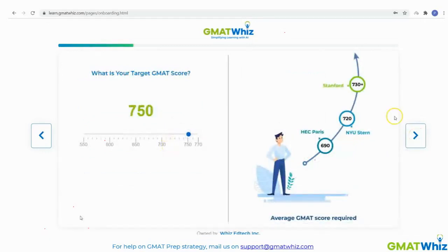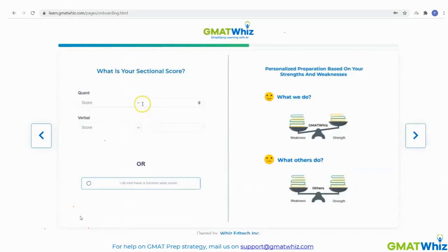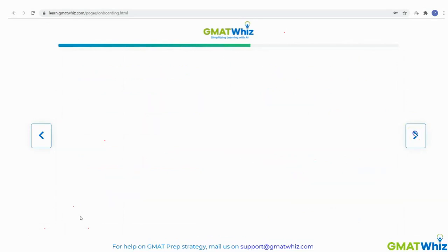Whatever is your target, just mention that. Second stage, if you currently have a GMAT score or a mock score, just mention that. If you don't have it, just mention I don't have a score. If you know your quant and verbal scores, you can go ahead and mention that. It will take it into account to identify how much content you need to study in each area. If you don't have a score, just select that.